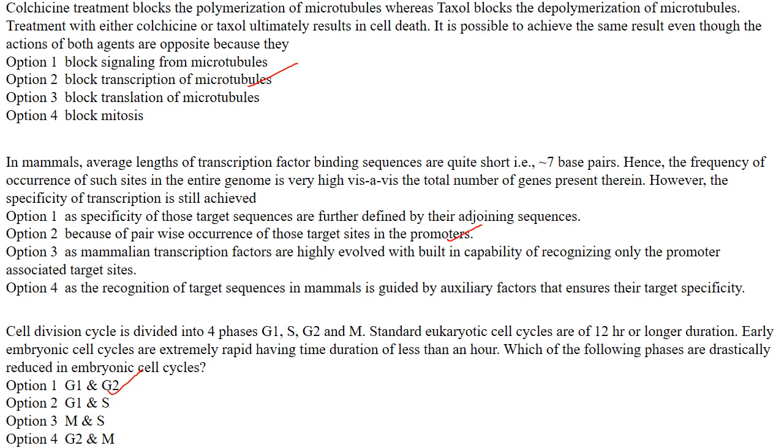Cell division cycle is divided into 4 phases, G1, S, G2 and M. Standard eukaryotic cell cycles are 12 hours or longer duration. Early embryonic cell cycles are extremely rapid, having time duration of less than an hour. Which of the following phases are drastically reduced in embryonic cell cycle? That is G1 and G2 phases are reduced in embryonic cell cycles. Answer is option 1.